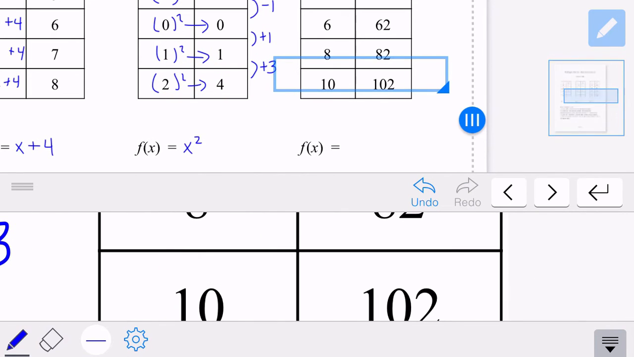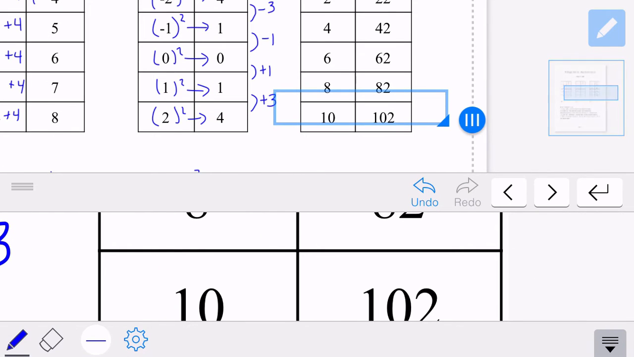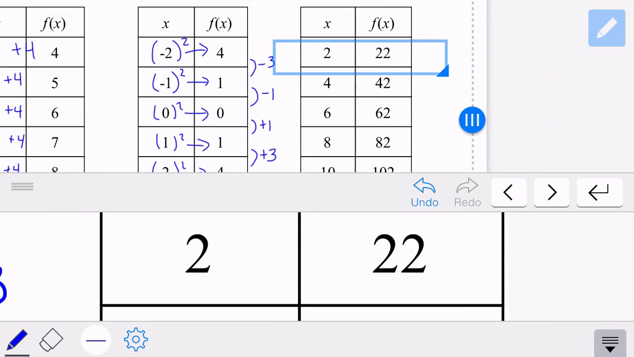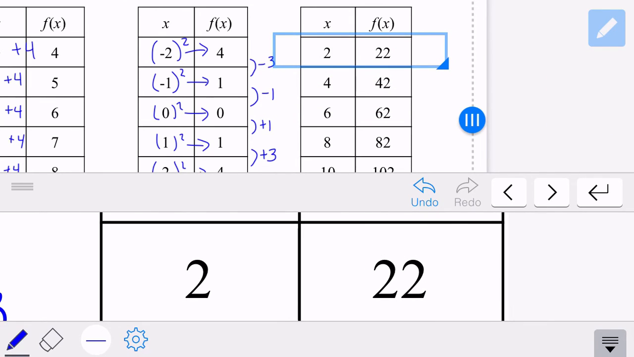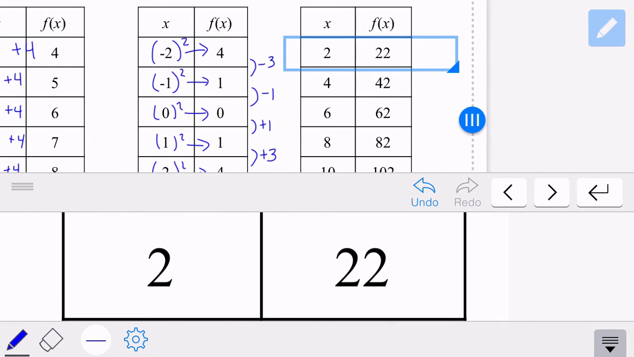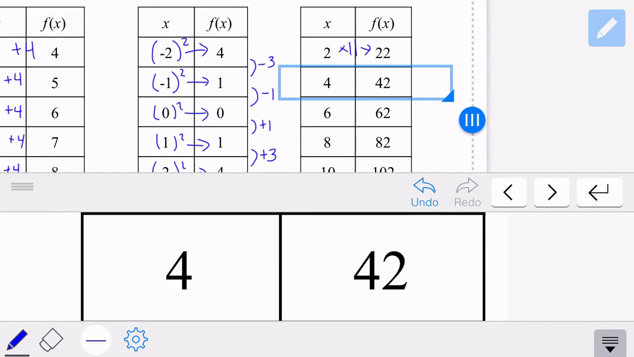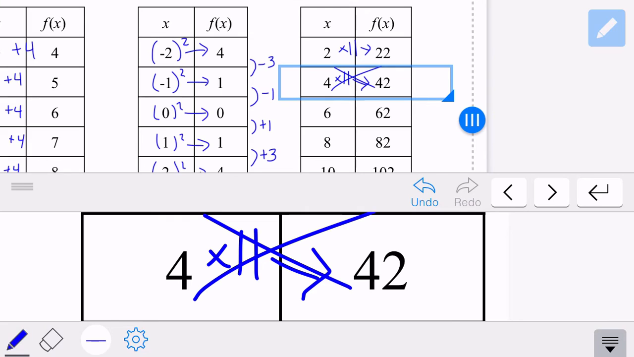Okay, let's look at this last one here. All right, so let's take a look again. Well, between 2 and 22, let's see, we could multiply by 11. That would give us 22, right? Does that work for the rest? 4 times 11, 42? Nope, not gonna work. So multiplying by 11 doesn't work, so we can go ahead and get rid of that.